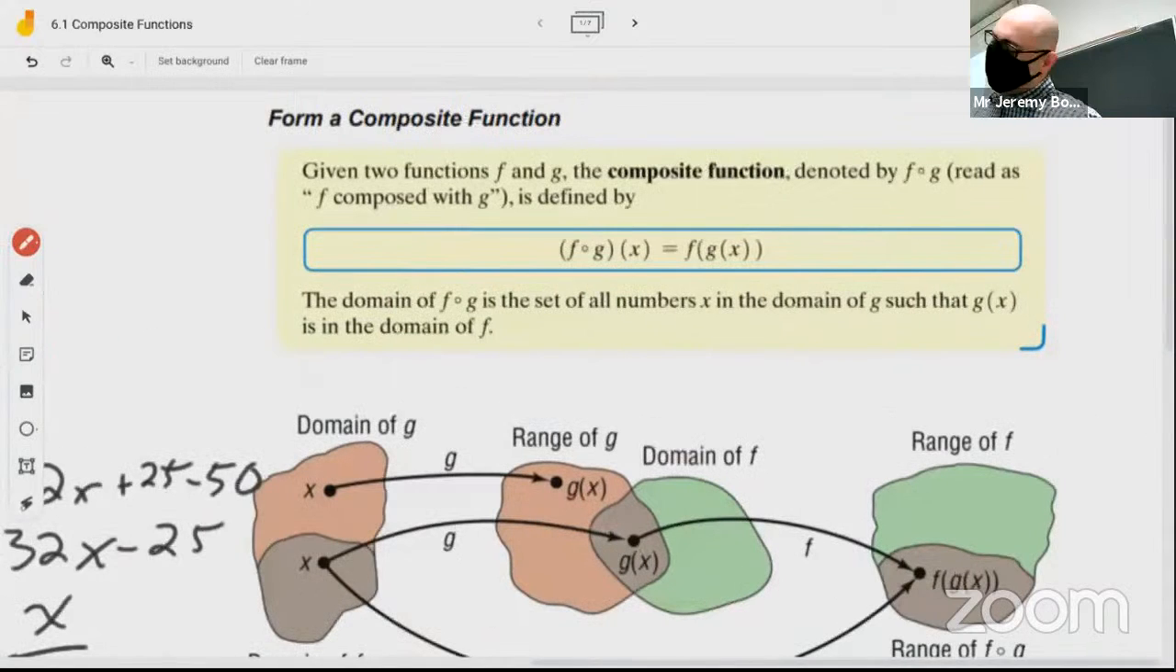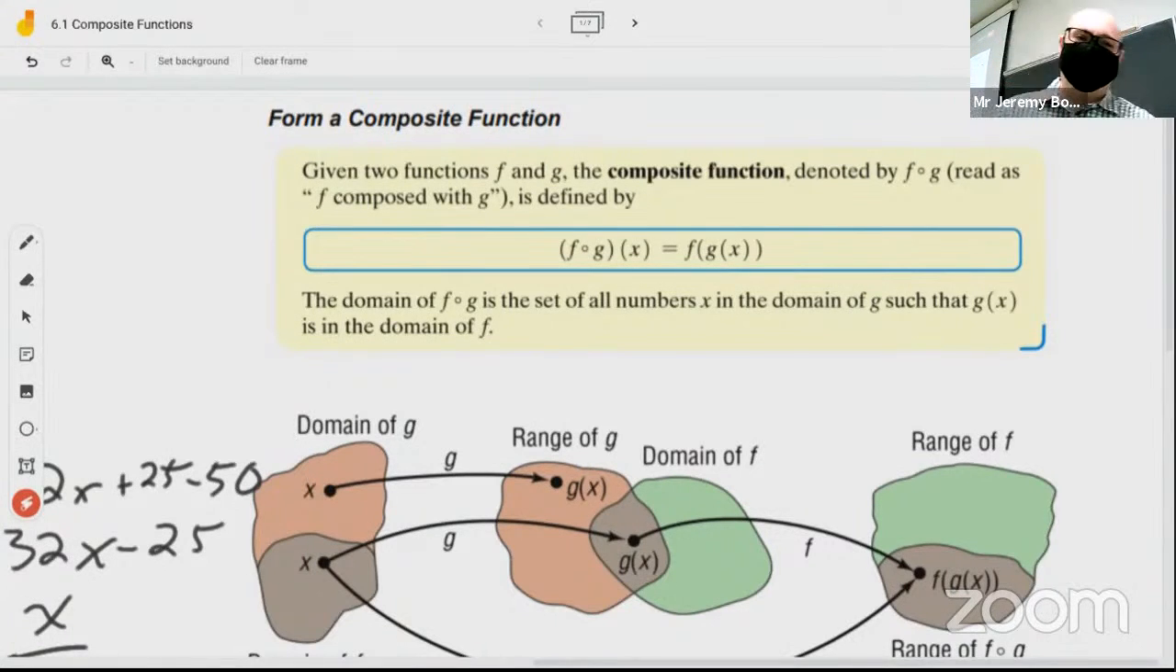And so we're going to be talking about composite functions, forming a composite function. So given two functions, f and g, the composite function denoted by, and they use a little open circle between the two, is read as f composed with g. I'll say f of g a lot, which I don't like saying, and which you probably heard before.